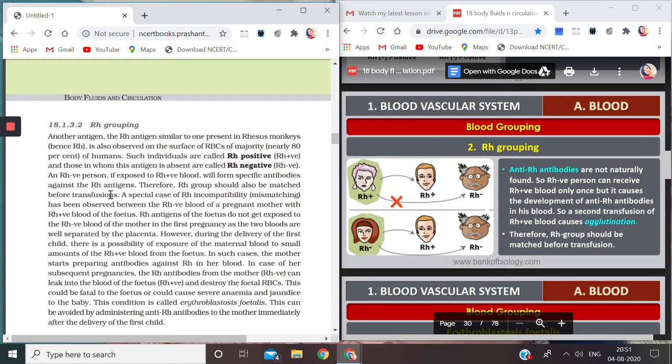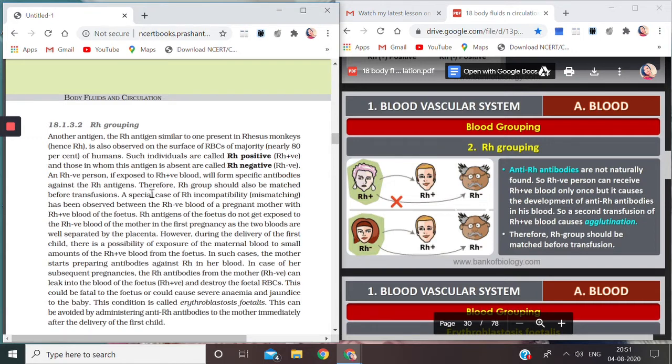That means if the person is A positive, then he should be given A positive blood only or O positive blood only. He cannot be given A negative blood or O negative blood. This cannot be done. Okay, so after matching the blood group, we should also match the Rh grouping, whether it is positive or negative.